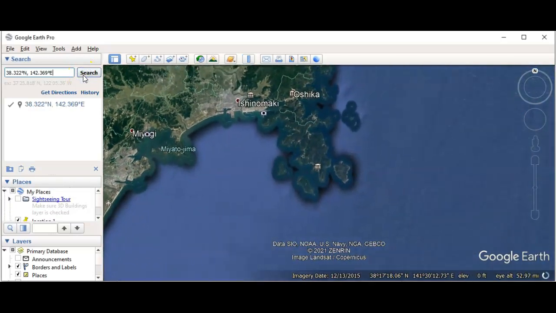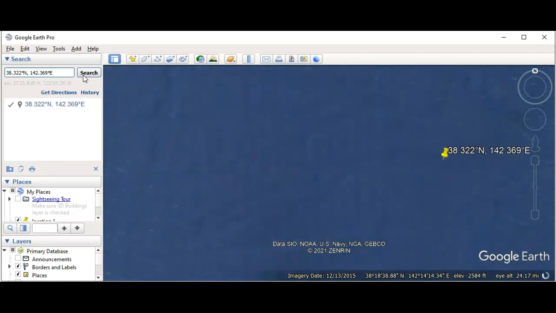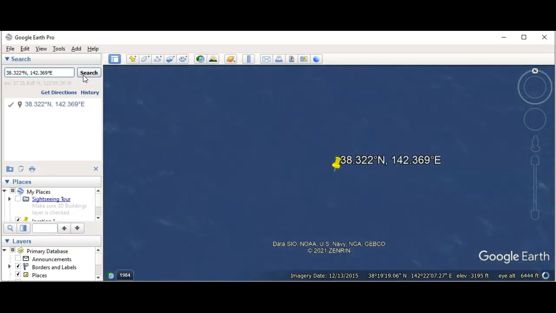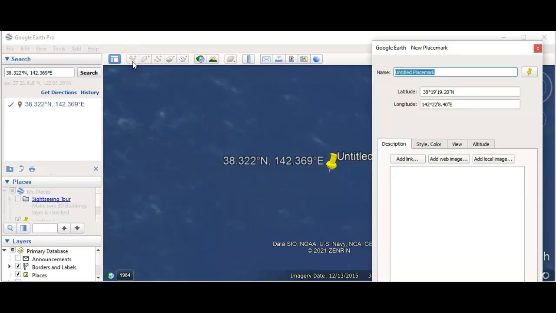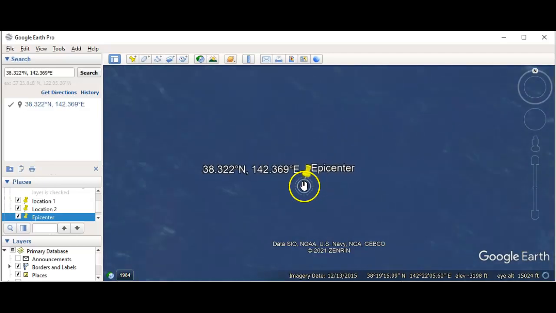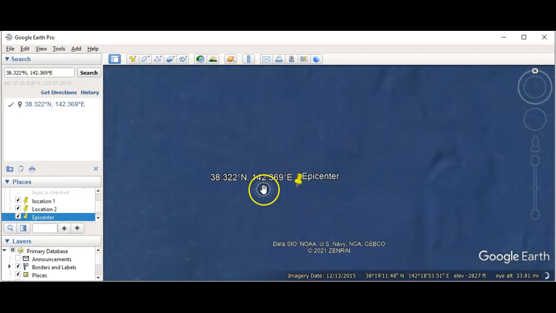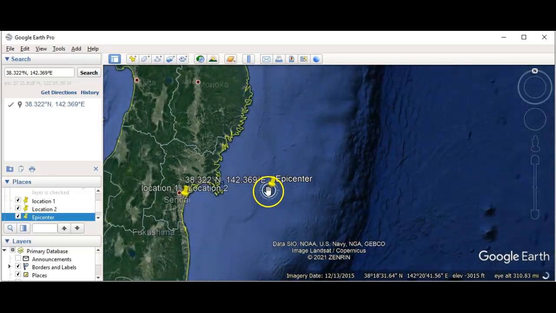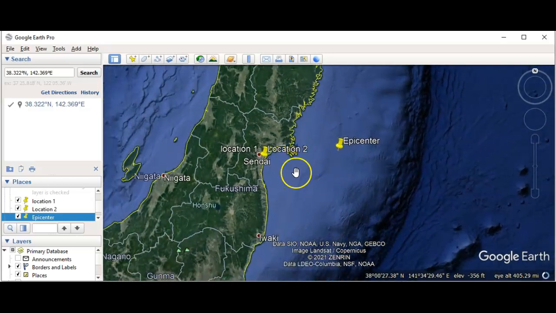And so the earthquake happened off the coast where the 2 plates meet. I'm going to wait until it stops moving. I'm going to add a placemark, and I'm going to call this epicenter because I'll need that for later. So now I have that on my map. So I can zoom back out, and there's my epicenter. There's a bunch of locations there.